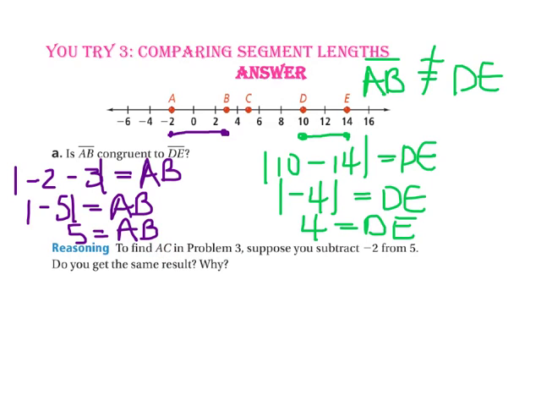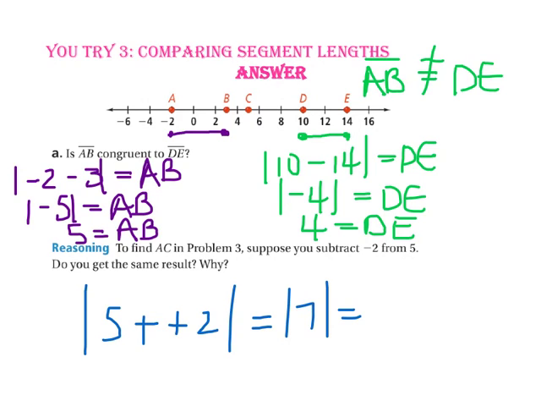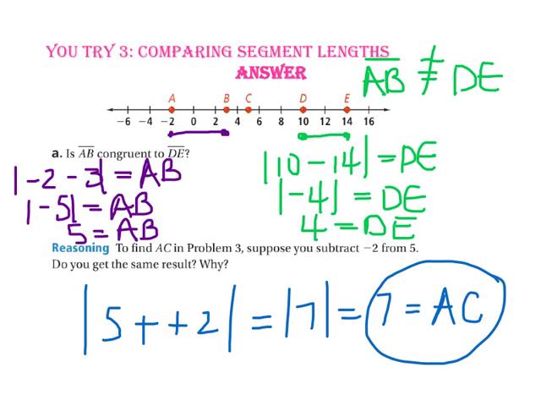Well, let's see. Here, if I take -2 and I subtract it from 5, I'm still taking the absolute value. I'm going to add when there's a double negative. So 5 plus 2 is 7. The absolute value of 7 is 7, so the length of segment AC is the same as before.